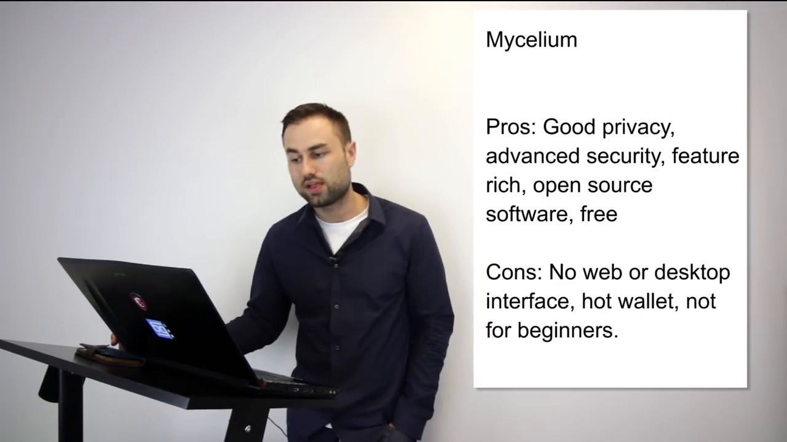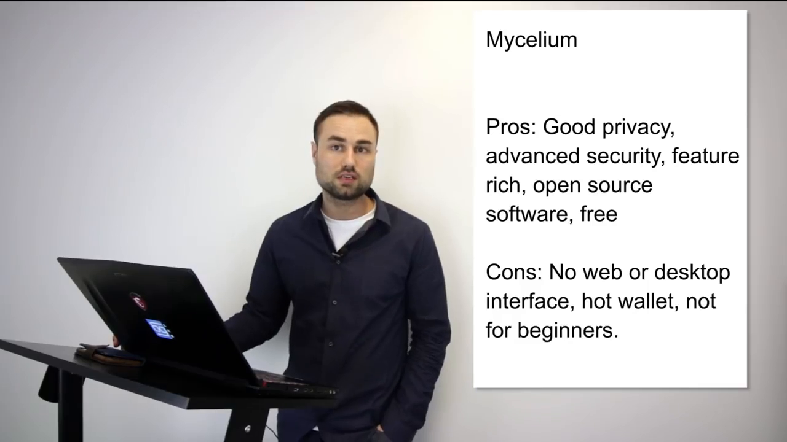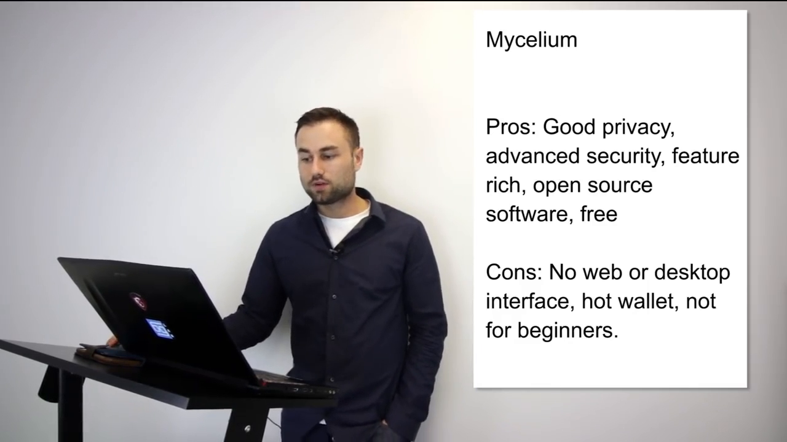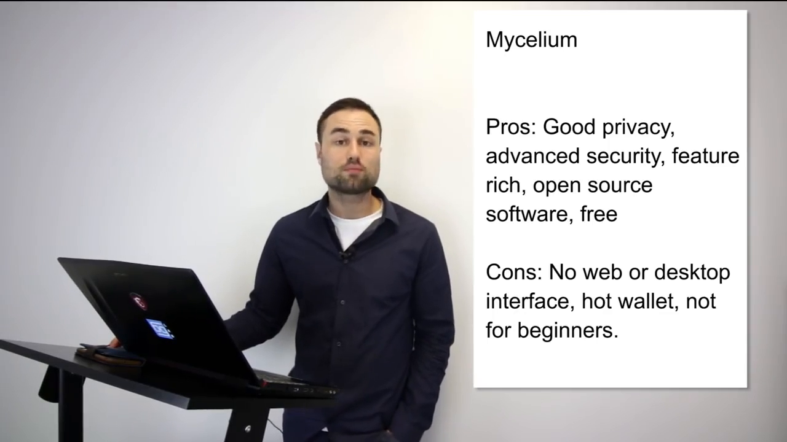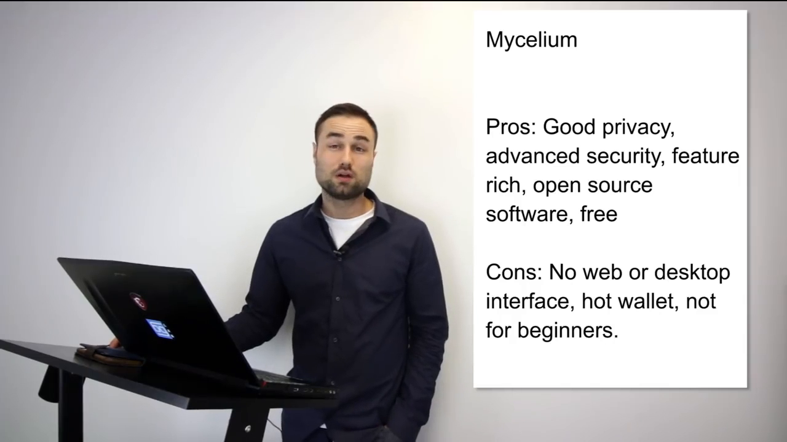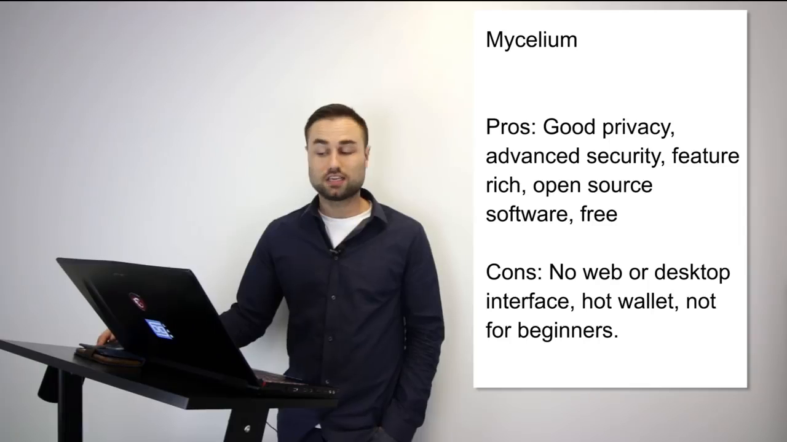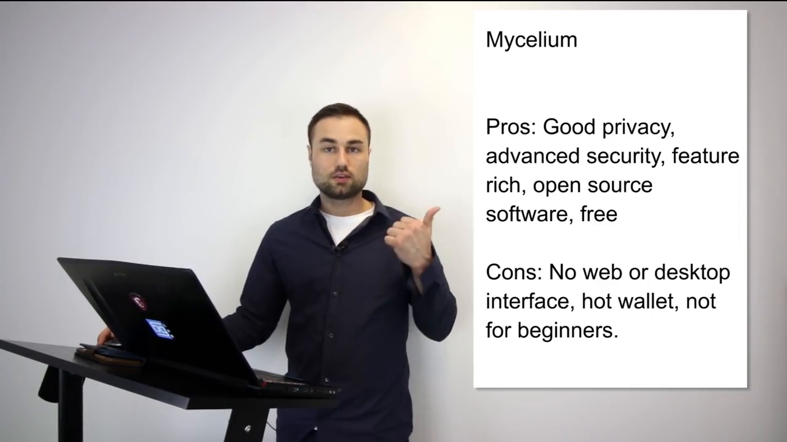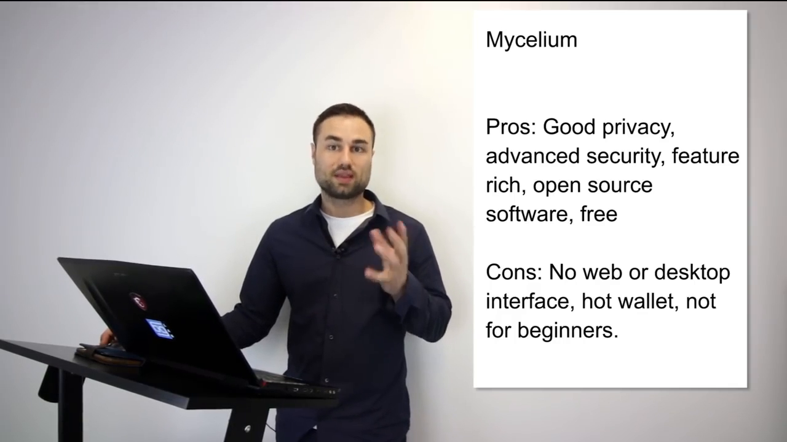Number two, Mycelium. This is an advanced variation. Right now, currently, it's only for Bitcoin, but they do have plans for multi-currency. Ethereum's next, and I think some tokens, if I'm not mistaken. Now, it is for both Android and iPhone. What's really good about this is great privacy. It has advanced security like multi-signature security where you need multiple touch points to go online. It's open source, it's free. But the cons: it has no web, no desktop interface, it is a hot wallet, and it's not really the best for beginners.